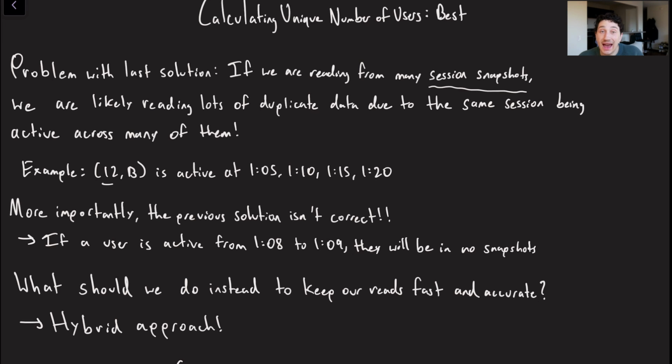So for example, user 12 was active on session B at both 105, 110, 115, and 120. And so now we're reading that data 4 different times. We only wanted to read it once, so this is going to be a bit overkill. And more importantly, the previous solution isn't actually correct.